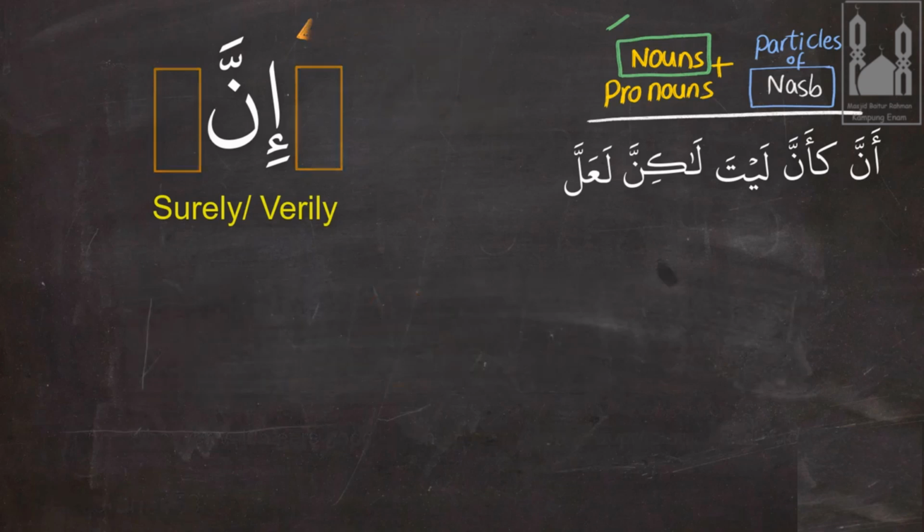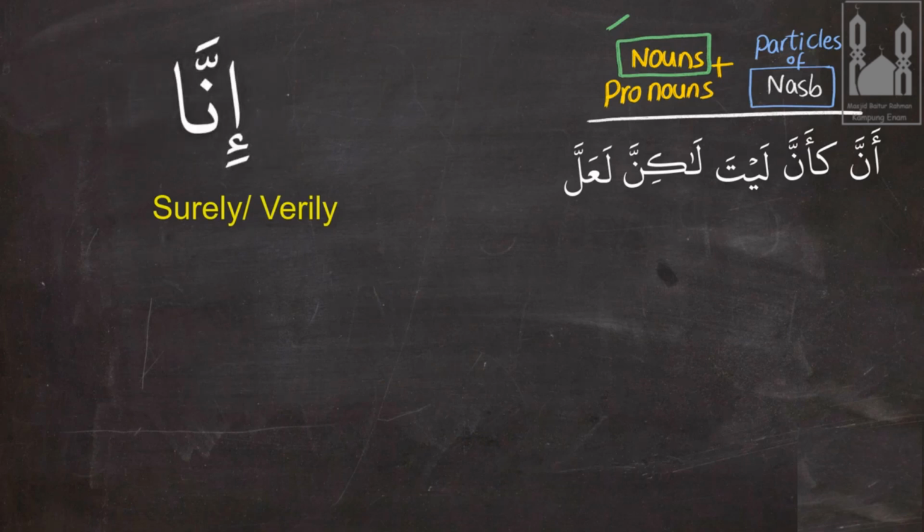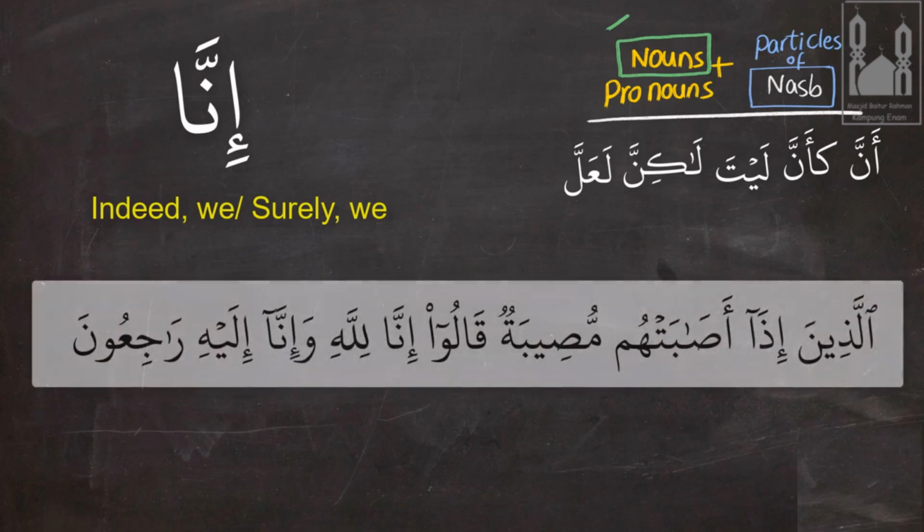Moreover, when inna is followed by the plural pronoun suffix na, we will end up with this combination: inna, where the noon is doubled, so it has shadda. And this entire combination would then mean indeed we or surely we. And this is an example for this combination.